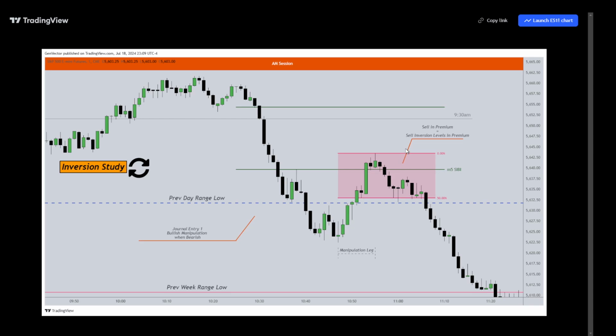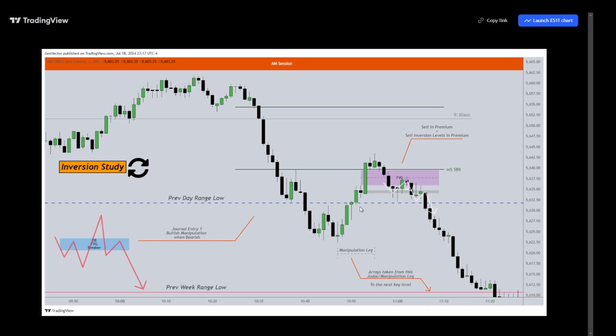So in that premium leg, the premium side of that manipulation leg is where we're taking the arrays. We don't want to sell in discount. We want to sell in premium, but we're waiting for price to signal that it's ready to shift. So that's our fair value gap, that's our order block, and what we're looking for is effectively price to close below, revisit it, and then go lower. Same thing with the order block up in premium. We're going to break below, revisit it, and then price goes lower.